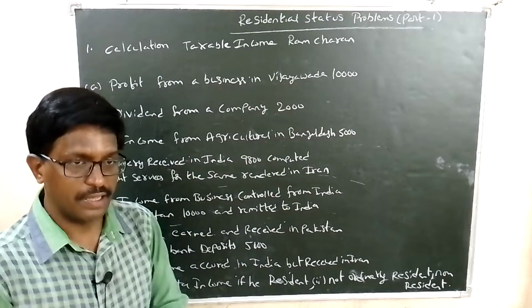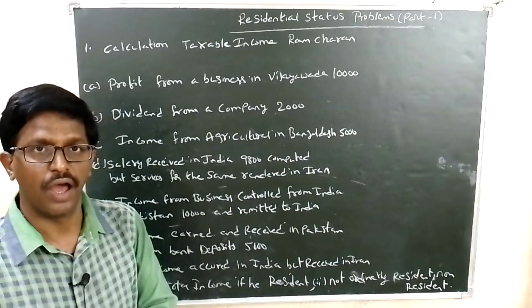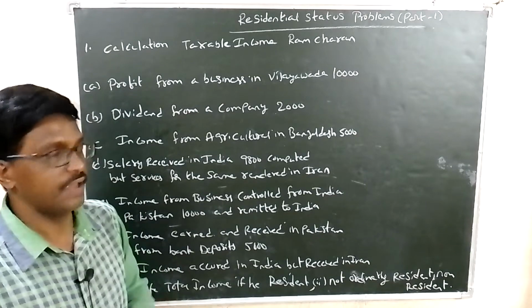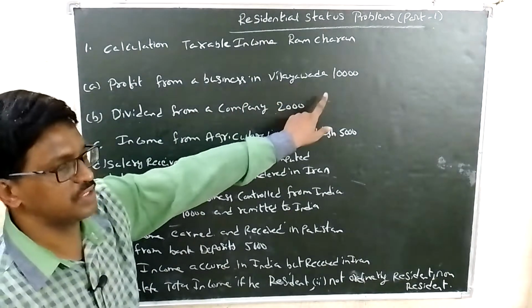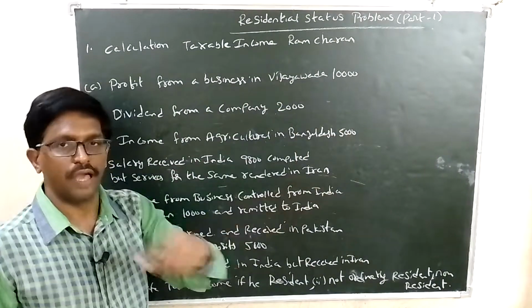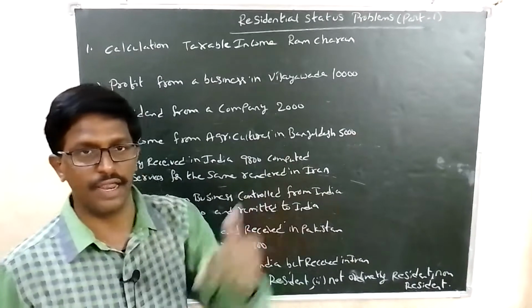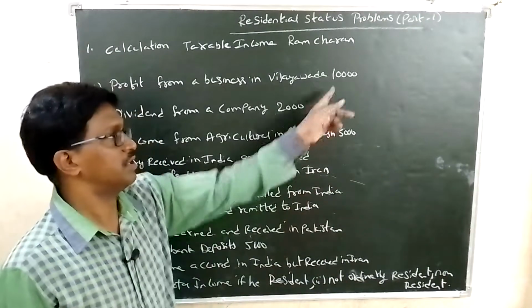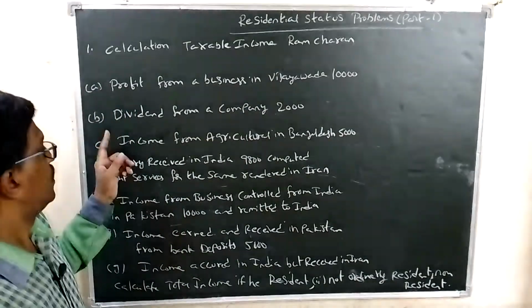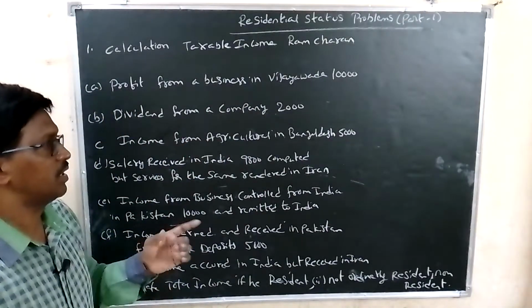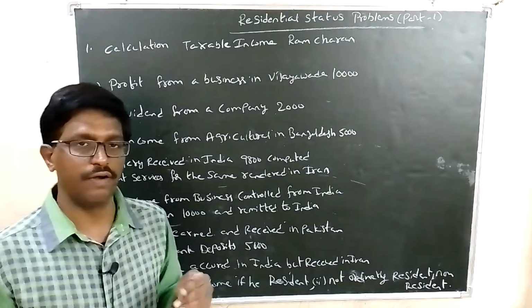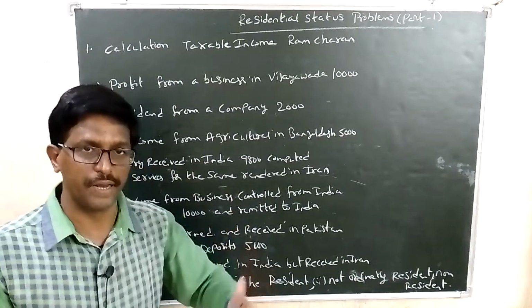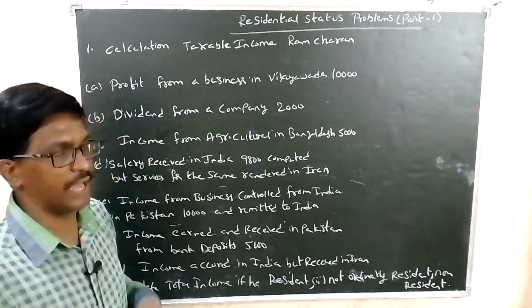It means income earned in India and received in India, 10,000. The amount will be taxable under all three heads: resident, not ordinarily resident, and non-resident. Dividend from an Indian company is exempted from tax.